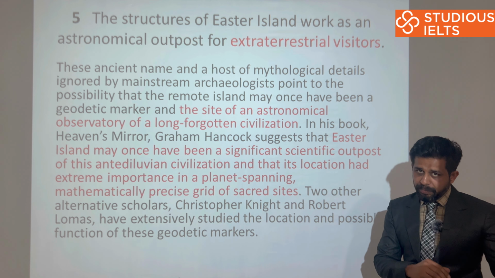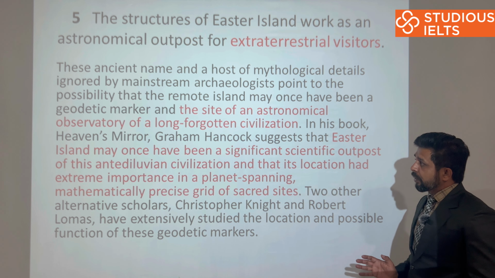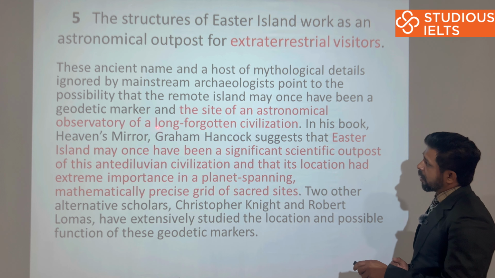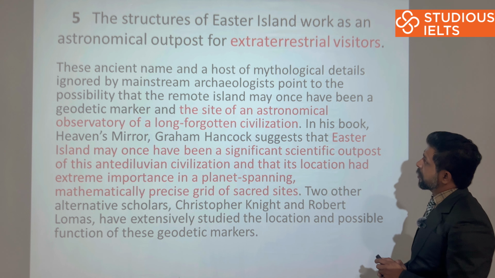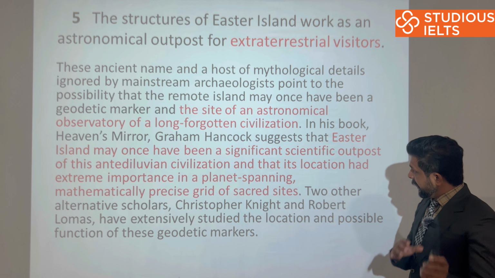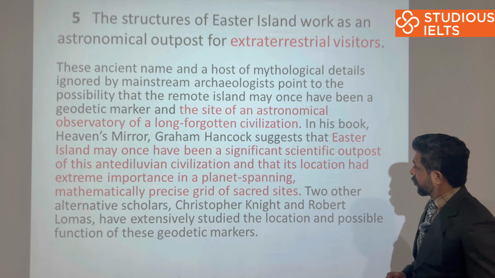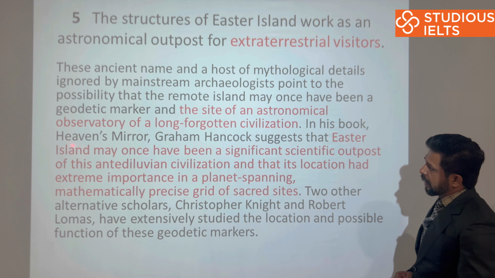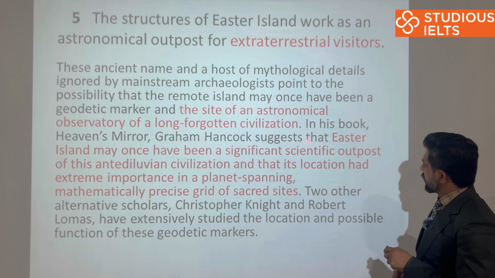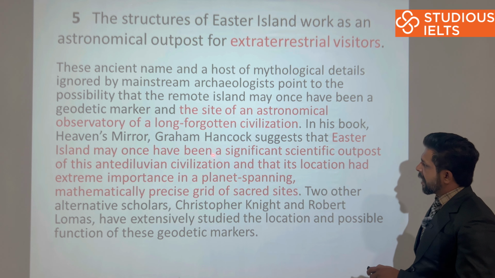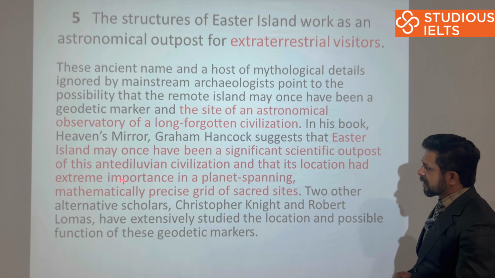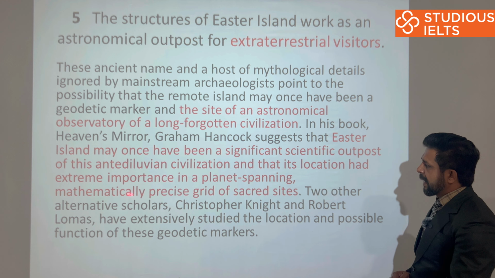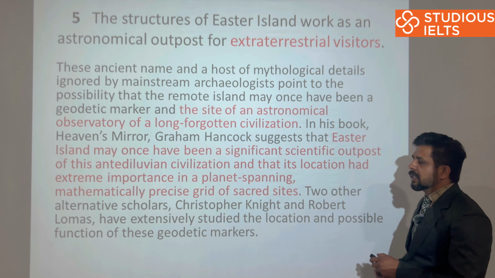That we have already read in the previous paragraph as well, because we know that it was a site for a long forgotten civilization, right? It was an astronomical outpost or astronomical site, of course. But let's read it further. Does it actually make sense with the question? In his book, Heaven's Mirror, Graham Hancock suggests that Easter Island may once have been a significant scientific outpost of this antediluvian civilization, and that its location had extreme importance in a planet-spanning, mathematically precise grid of sacred sites.